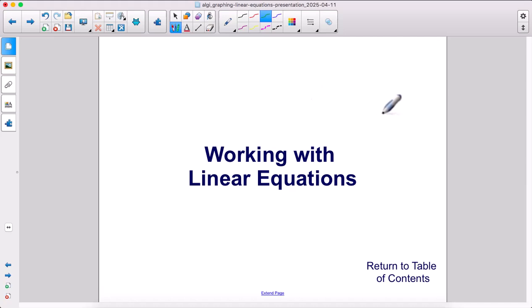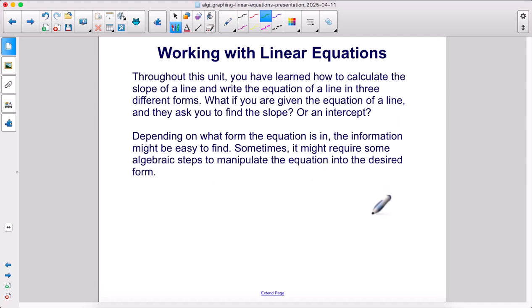Working with linear equations. Throughout this unit, you have learned how to calculate the slope of a line and write the equation of a line in three different forms. What if you're given the equation of a line and they ask you to find the slope, or an intercept? Depending on what form the equation is in, the information might be easy to find. Sometimes it might require some algebraic steps to manipulate the equation into the desired form.